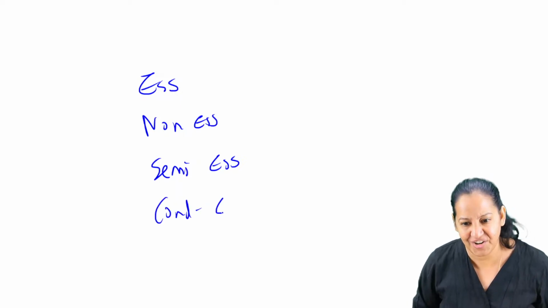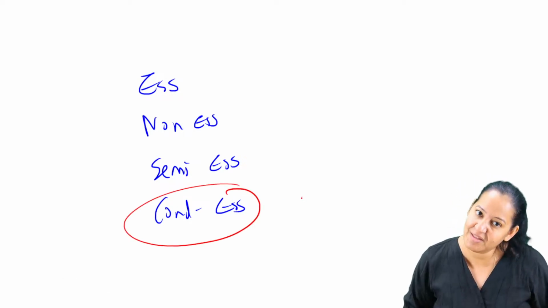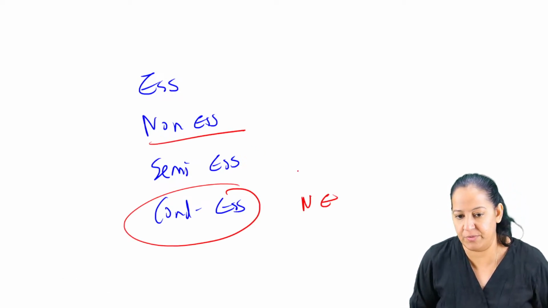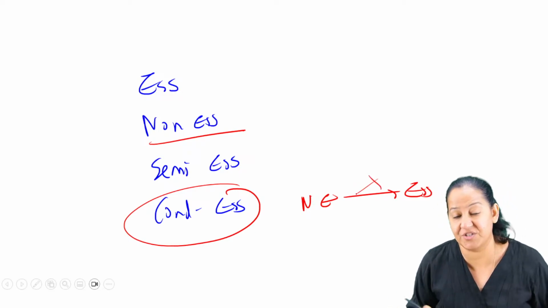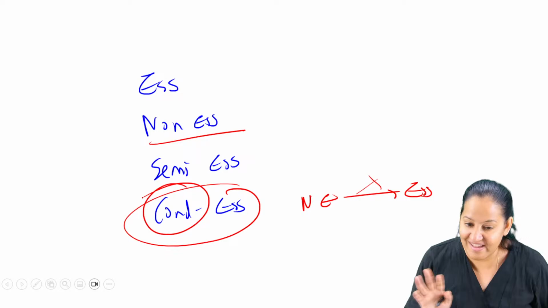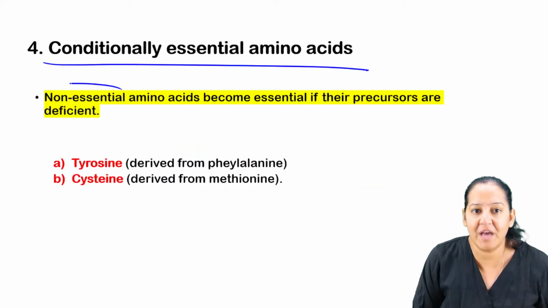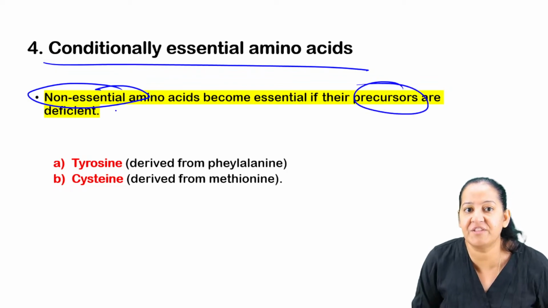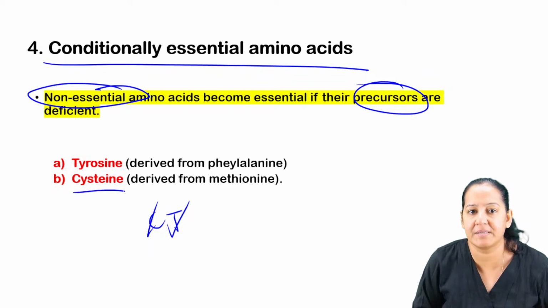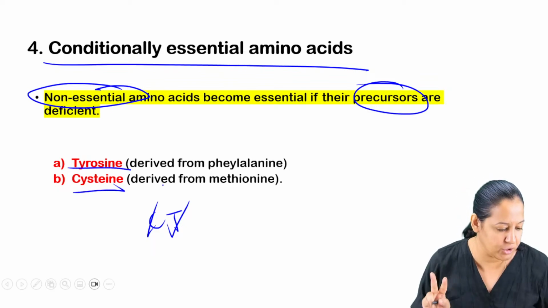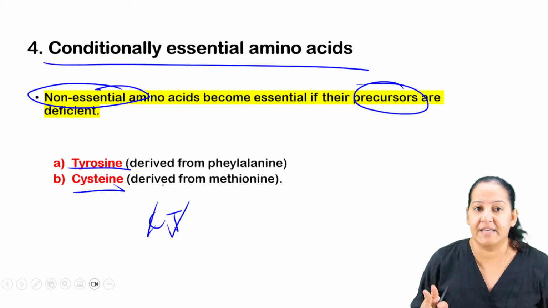But what is conditionally essential? What do you mean by conditionally essential? Conditionally essential means actually they are non-essential only. But they become essential if their precursors are absent. They convert into essential. That's why they are conditionally essential. So they are two. The mnemonic is CT, cysteine and tyrosine. Cysteine and tyrosine, CT. They are two in number.